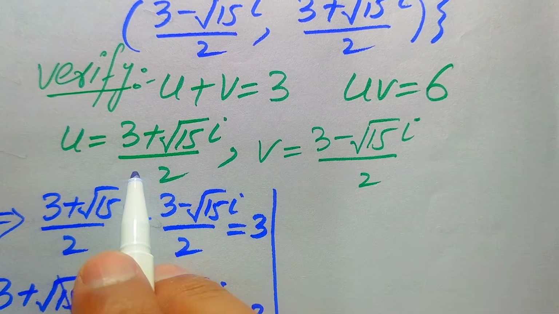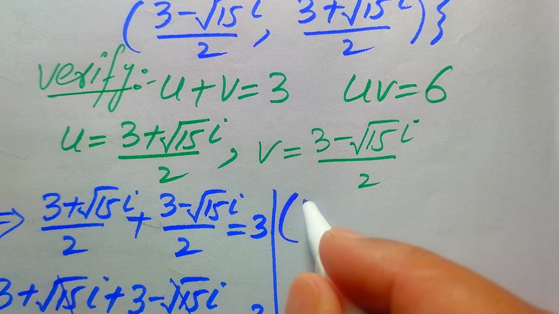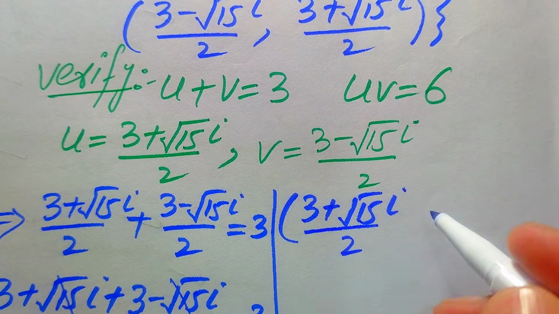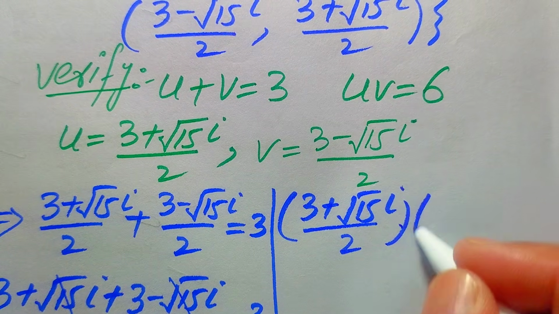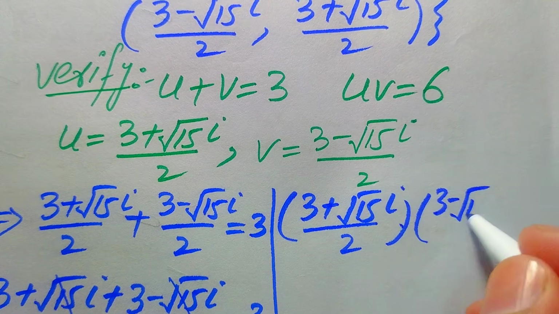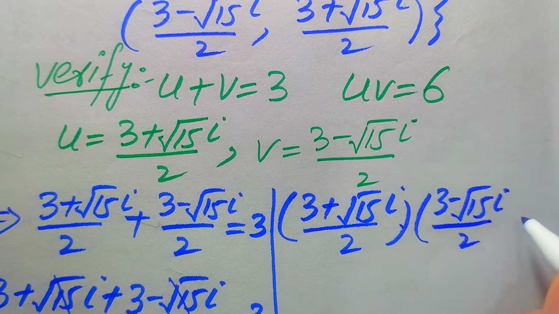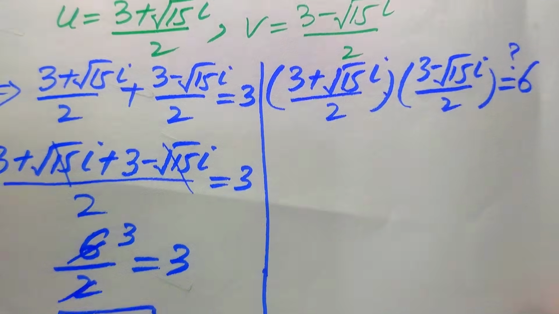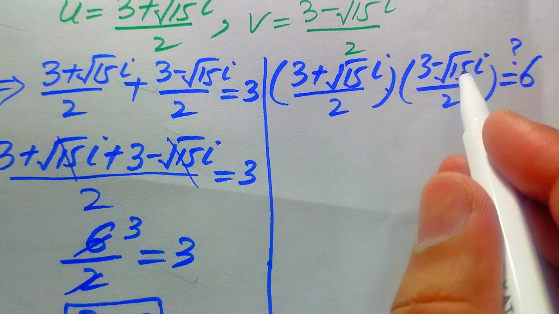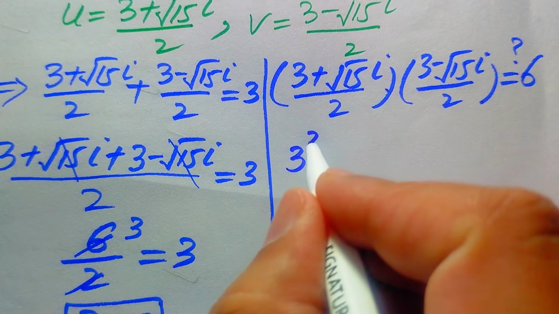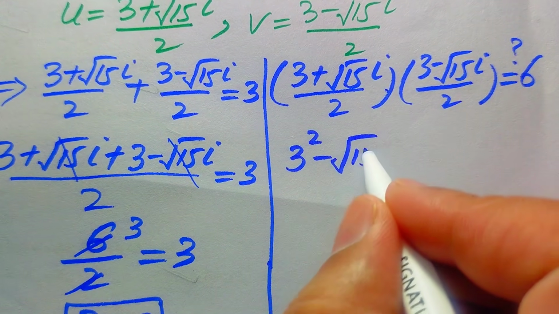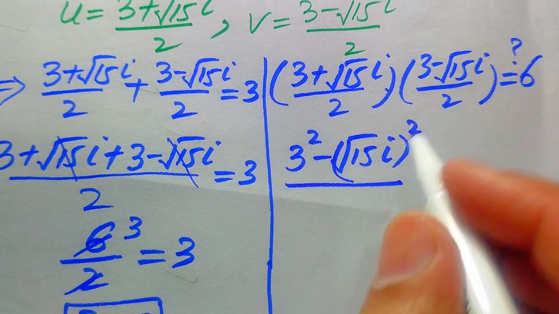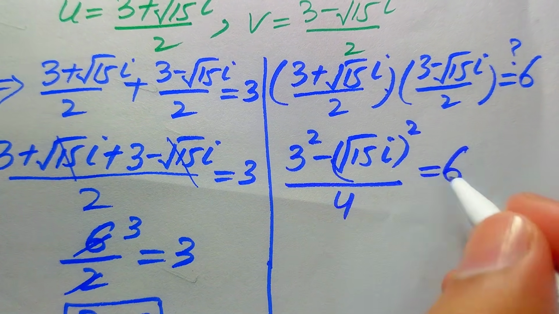So we put both of these values here, and it will become 3 plus square root of 15 iota divided by 2, and this is multiplied by 3 minus square root of 15 iota, divided by 2, and we check whether this product equals 6 or not. So here we use the nice algebraic formula, and it will be written as 3 square minus square root of 15 iota and its whole square divided by 2 times 2 becomes 4 equals 6.